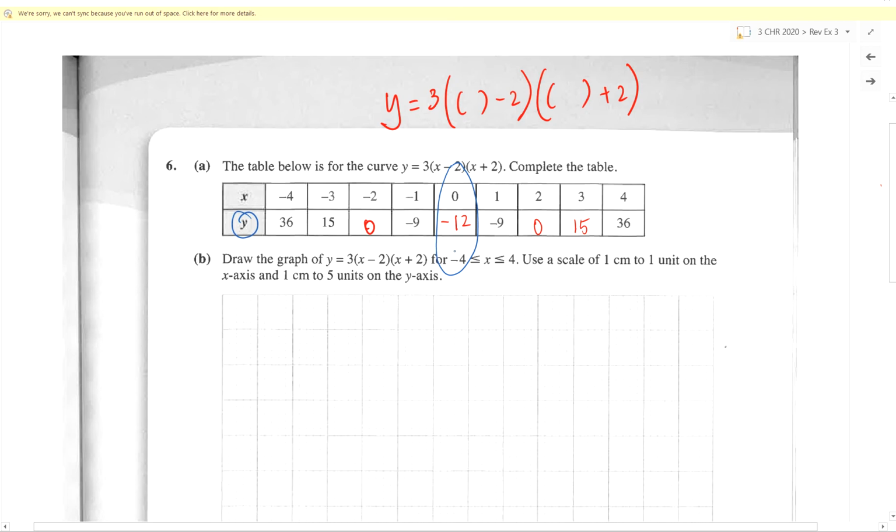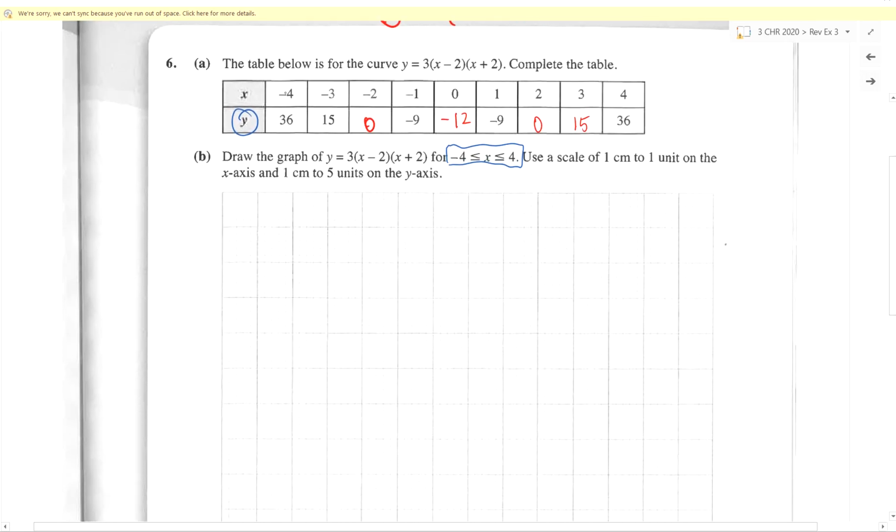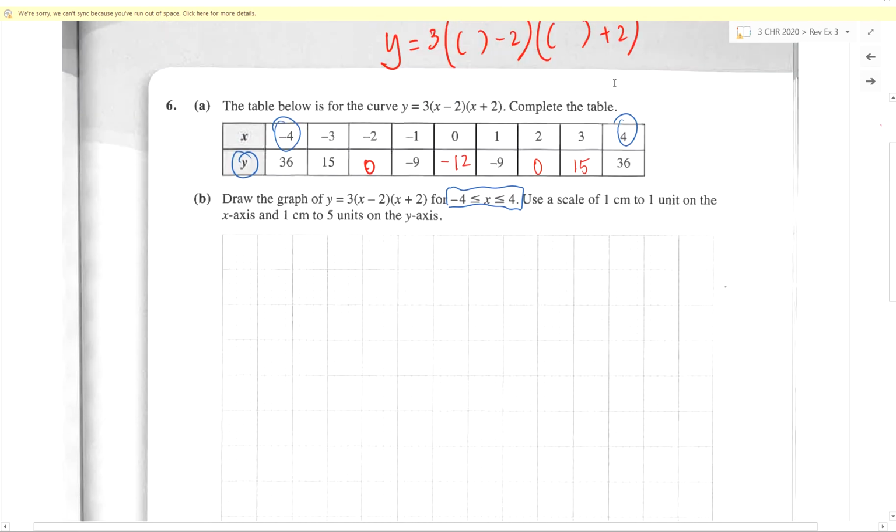But we need to draw a graph to confirm. And they gave us more instructions. First, we need to have a range of x. X is from -4 to 4. 1 cm to 1 unit on the x-axis, 1 cm to 5 units on the y-axis. So good thing in our table of values, we start from -4 and we end at 4. Then we look, oh, the y values ranges from -12 to 36.